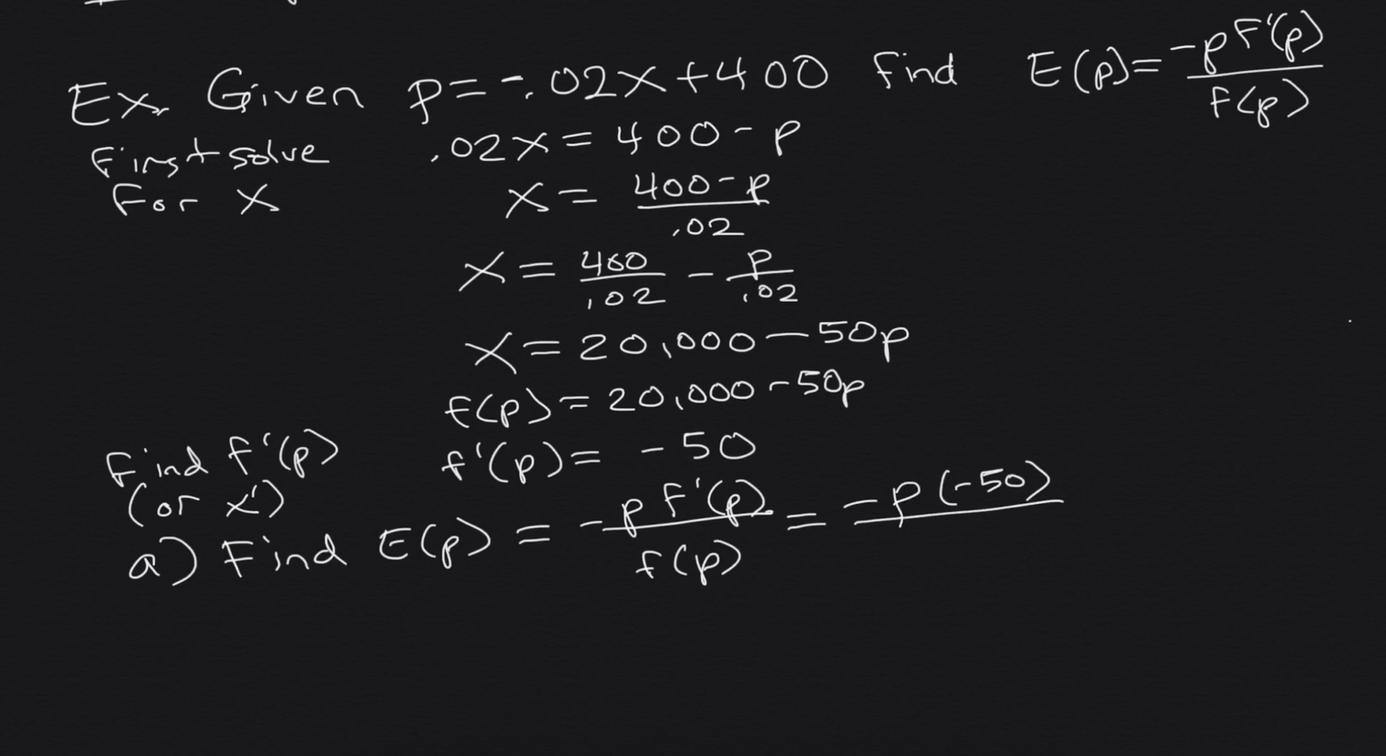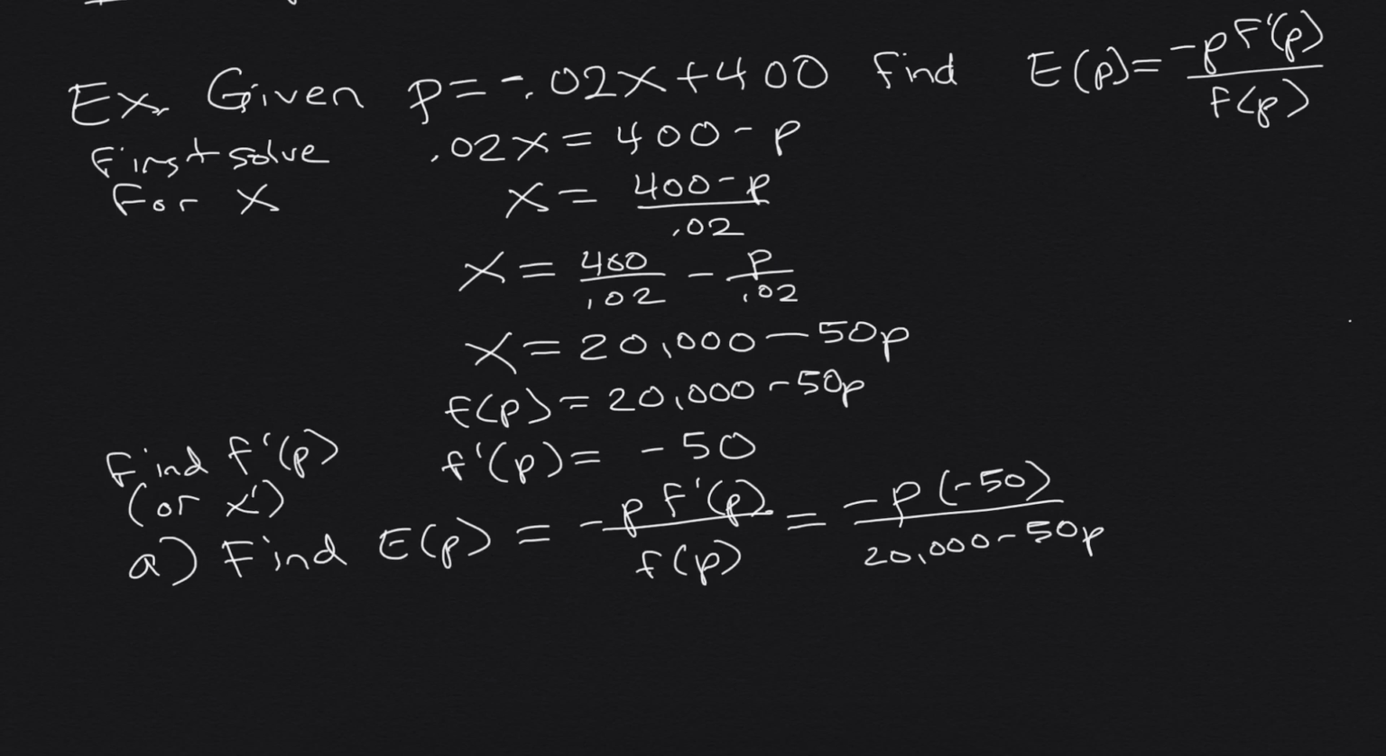All divided by f of p, we had figured that out on the previous step. That was 20,000 minus 50p. And now here, if the question only asks for E of p, technically this is fine. This is a perfectly good answer. We found E of p.